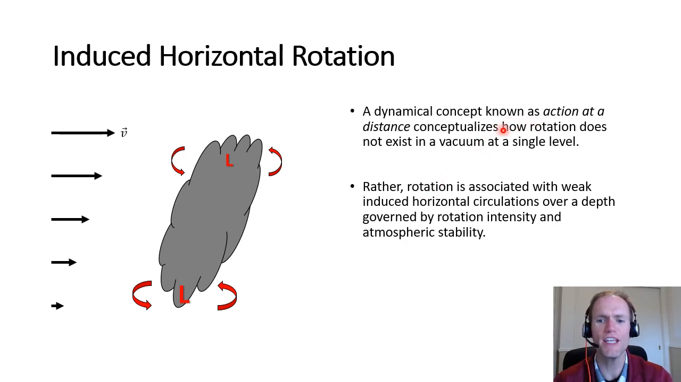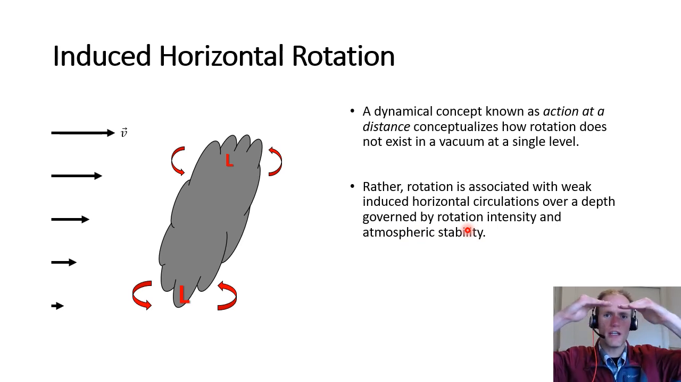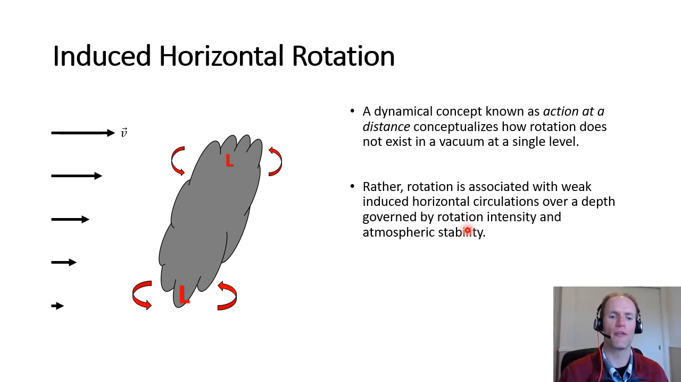So this rotation is associated with weak induced horizontal circulations in the vertical. So this cyclonic circulation at upper levels is going to have a reflection that extends downward and upward over a particular depth that is governed by how strong the rotation associated with that circulation is, as well as the stability of the atmosphere. If it's relatively stable, it'll be a very short vertical column, as you might see near to the tropopause. But if it's not that stable, it may extend over a greater vertical depth.